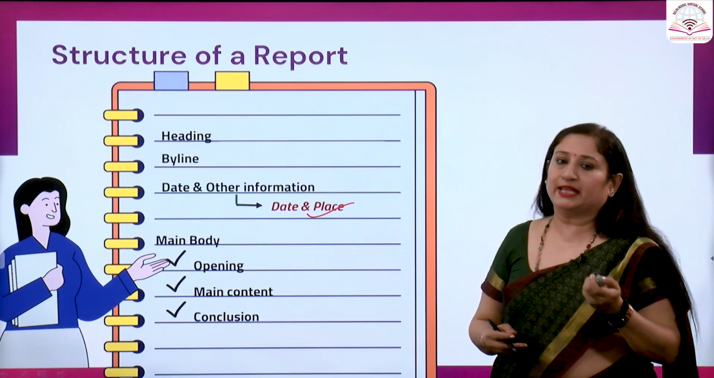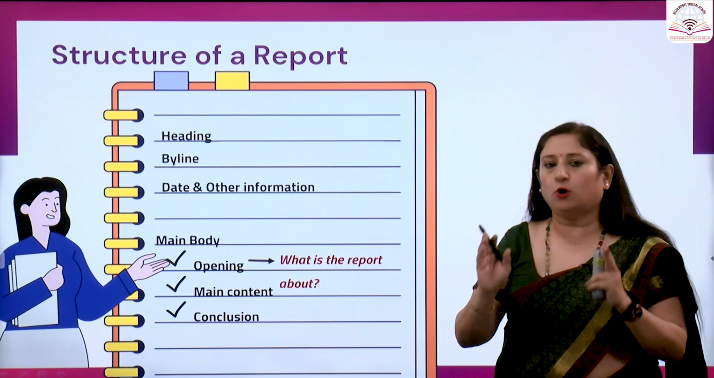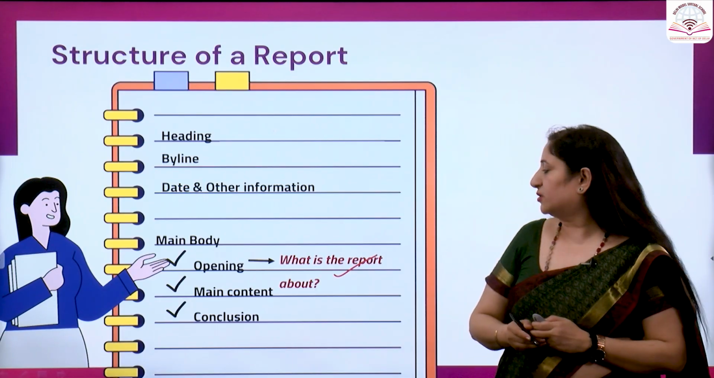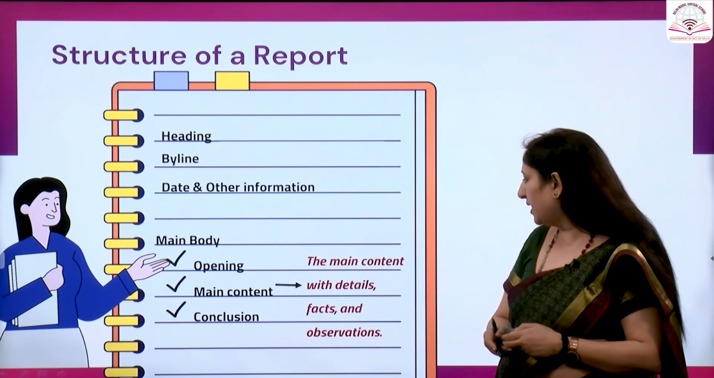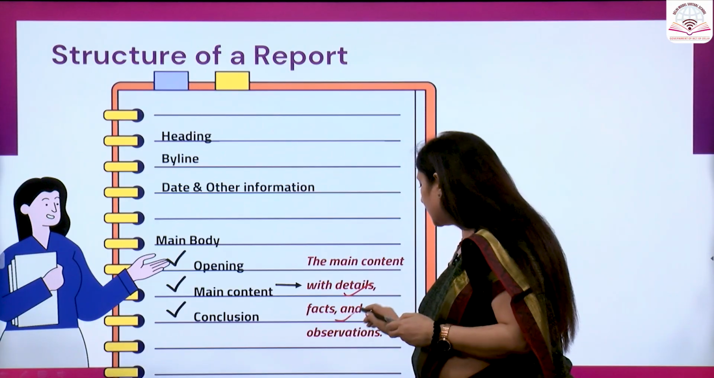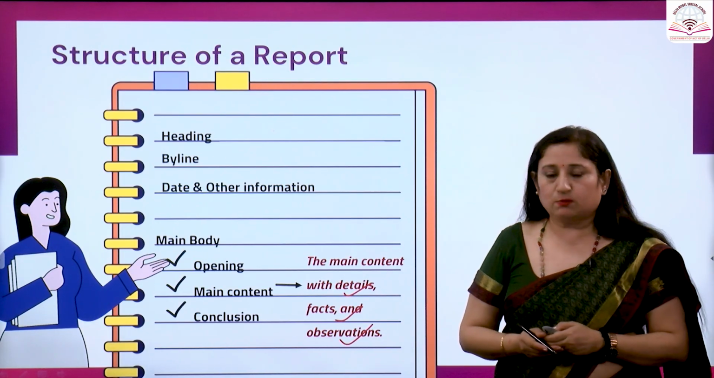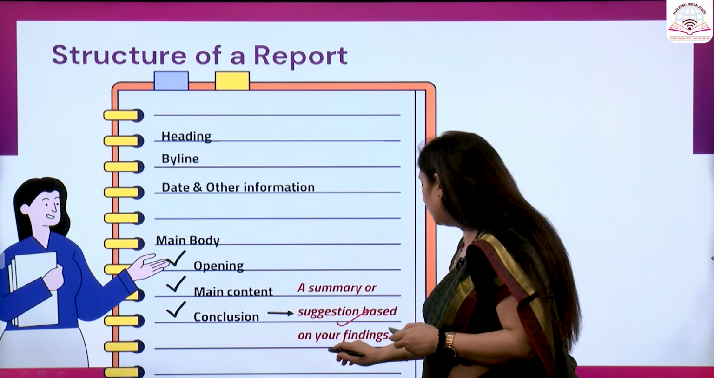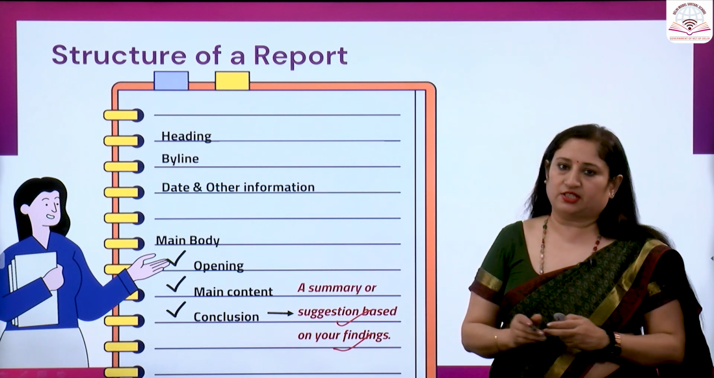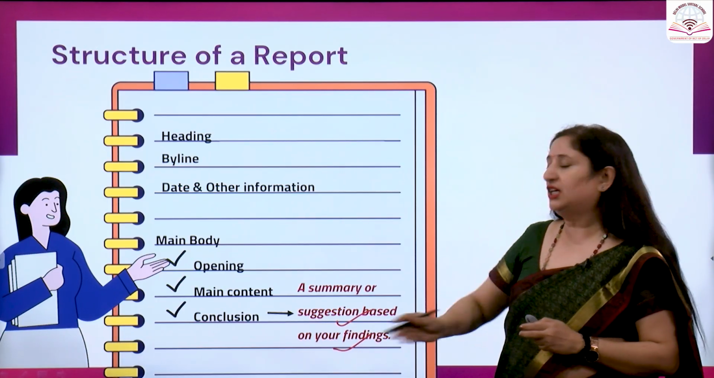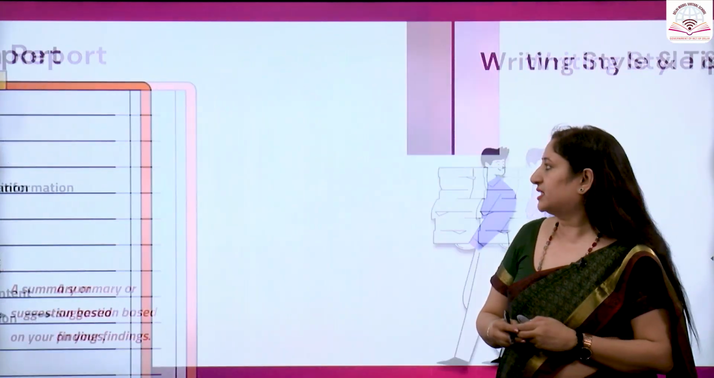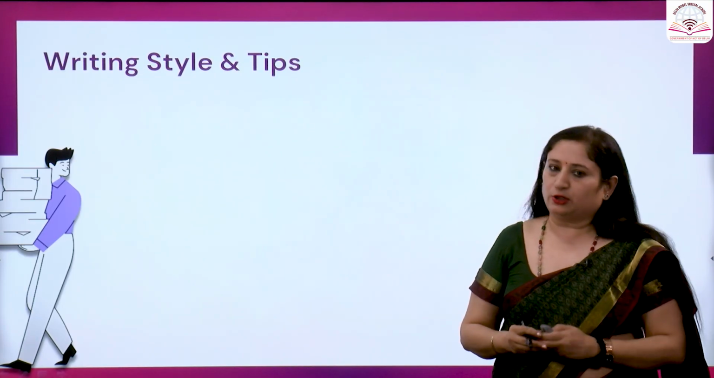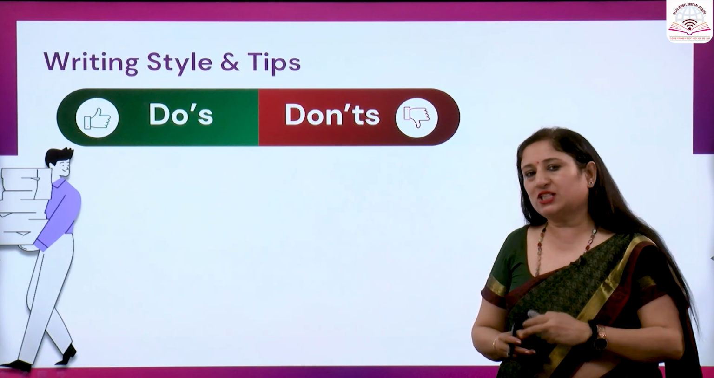And then comes the main body, where you have an opening paragraph where you mention what the report is about. And then comes the main content, where it covers details, facts and observations. And last but not least comes the conclusion part, where a summary or suggestion based on your findings is written. So this is how you structure your report. It's time for us now to have a look at some writing styles and tips that I'll be sharing with you, and they are in the form of do's and don'ts.